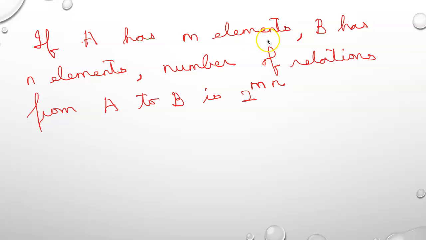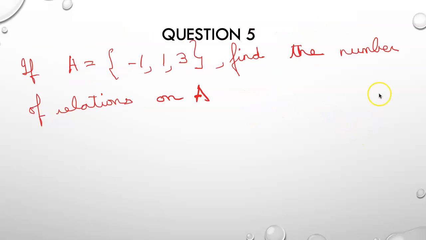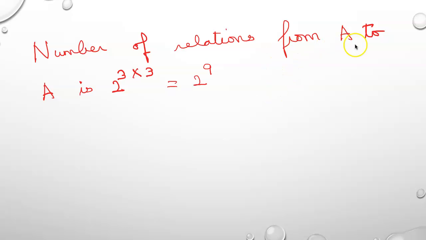Now if A has m elements and B has n elements, the number of relations from A to B is 2 raised to m into n. We multiply the number of elements of A into the number of elements of B and raise 2 to that. So coming to question 5, if A has elements minus 1, 1, 3, find the number of relations on A. So the number of relations on A will be 2 raised to 3 into 3, because it's the number of relations from A to A. That is 2 raised to 9.